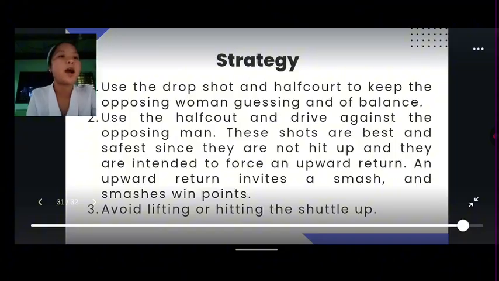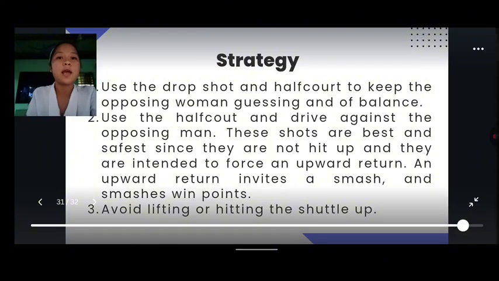These shots are best and safest since they are not hit up and they are intended to force an upward return. So since male players are usually stronger at smashes, the shots are faster. Forcing him into half court and drive rallies keeps him from attacking easily.